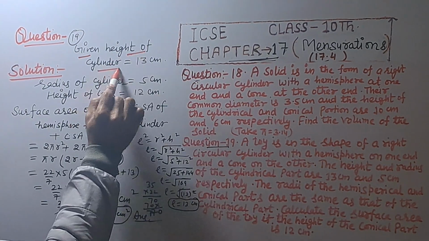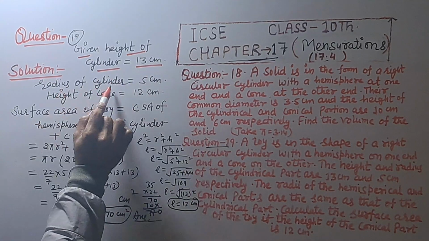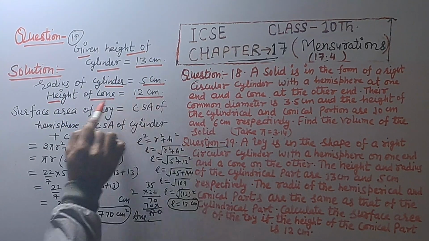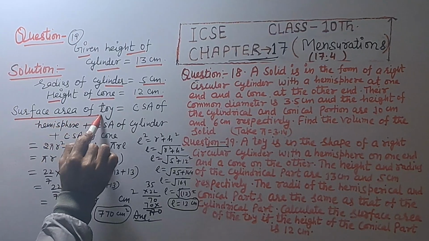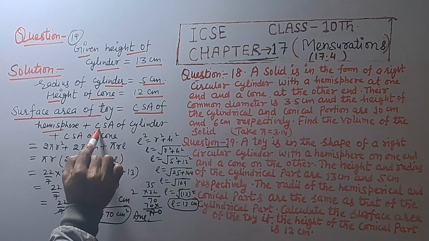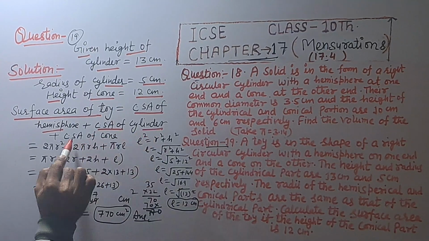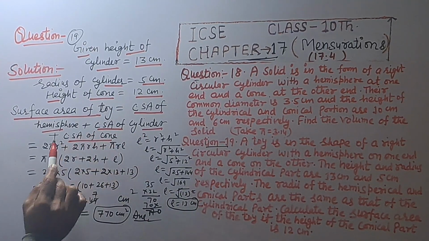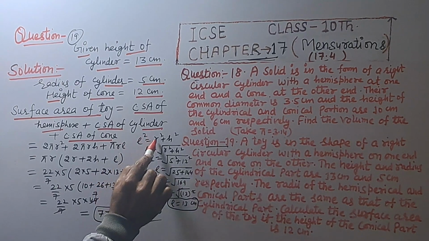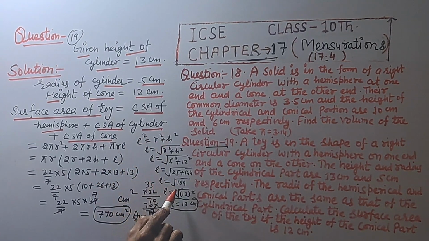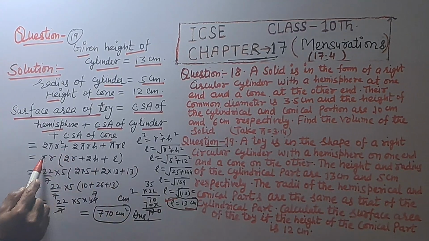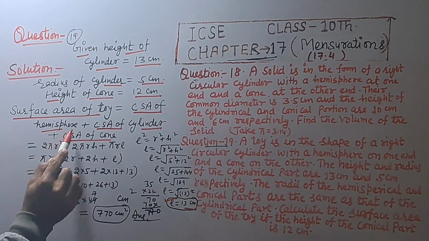Answer. Given the height of the cylinder is 13 centimeter and the radius is 5 centimeter. The height of the cone is 12 centimeter. Surface area of the toy is equal to the curved surface area of the hemisphere plus the curved surface area of the cylinder plus the curved surface area of the cone. For the slant height of the cone, L square is equal to R square plus H square, and we find the slant height is 13 centimeter, and pi r is taken common.